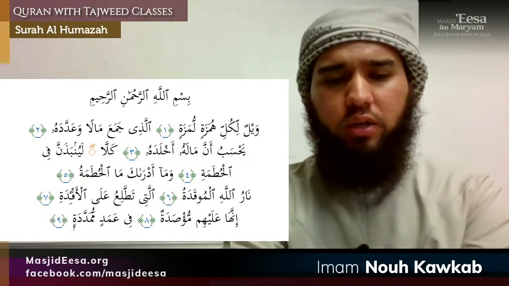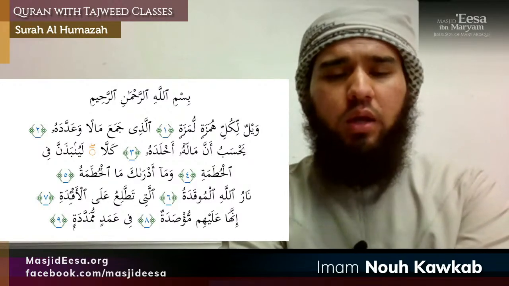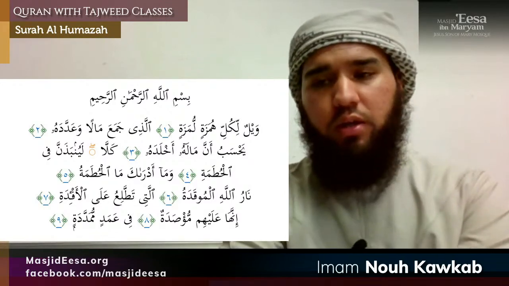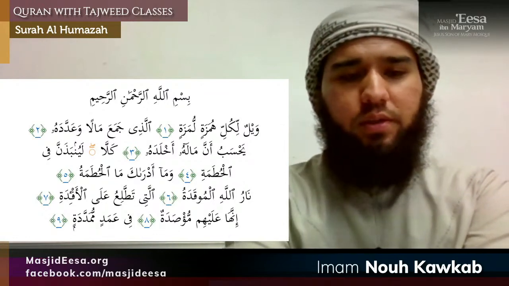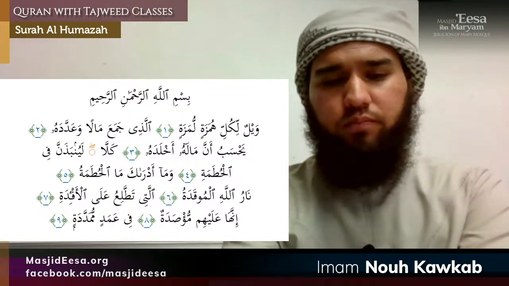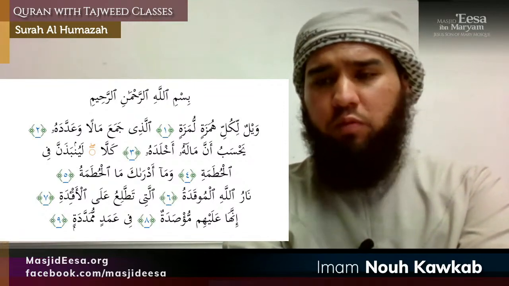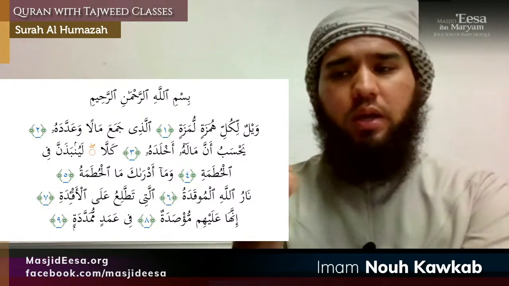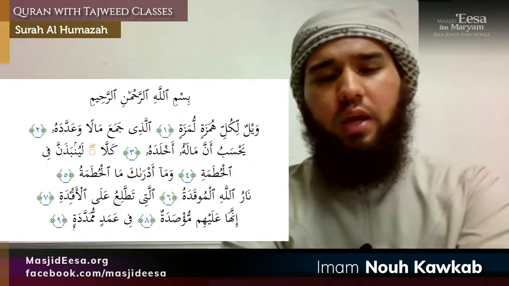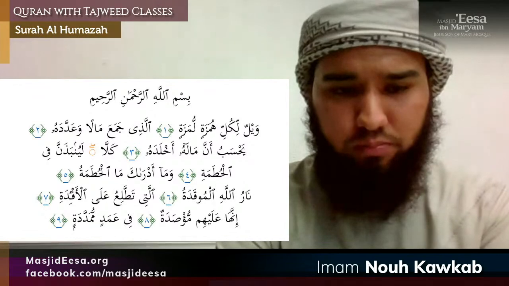Then we have وَمَا أَدْرَاكَ مَا الْحُطَمَةِ, the 5th ayah. وَمَا أَدْرَاكَ, the mad here. This mad is mad munfasil jaiz, and mad munfasil jaiz is 4 to 5 harakat long. The reason for this mad is the hamza that is coming after it. Because of the hamza, this mad occurs.